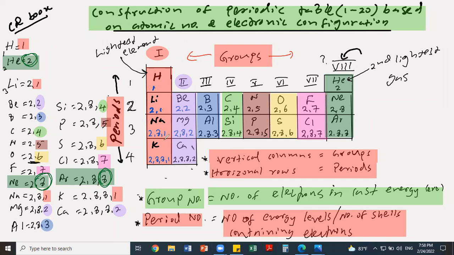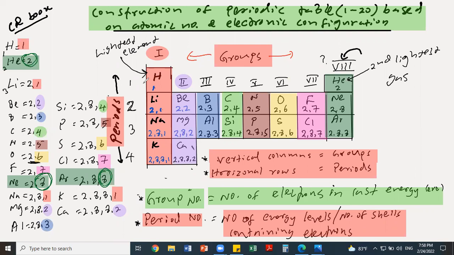If there are 2 shells, second period. If there are 3 shells, third period. If there are 4 shells, fourth period. If there's only 1 shell, first period. It's very easy. There's a nice pattern here. I want you to learn that pattern rather than just memorizing this table alone, which is no use. So how is the periodic table constructed? Now you can see what the basis of the periodic table is: electronic configuration.